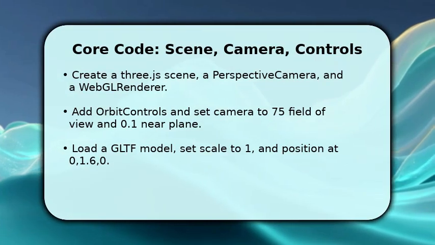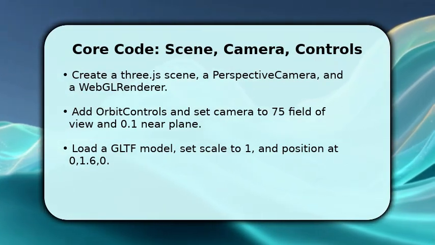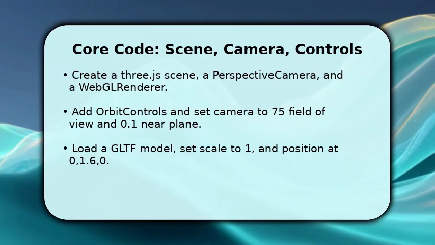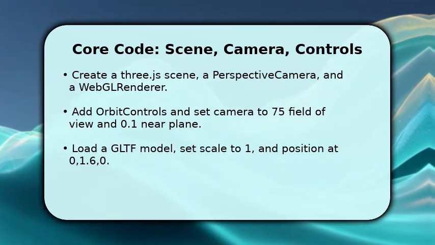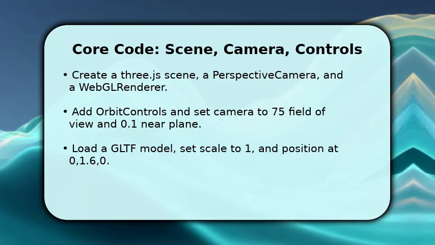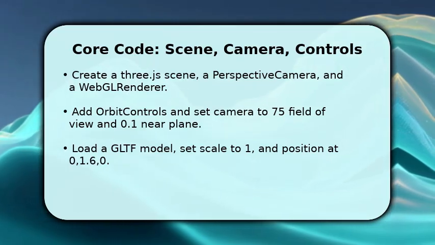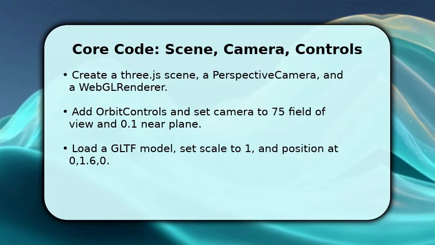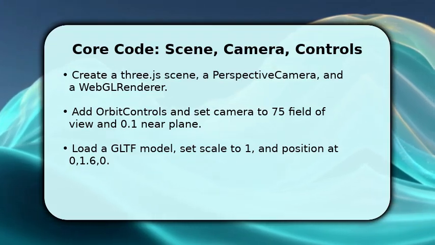Initialize a three.js scene and create a perspective camera with 75 field of view. Set the camera near plane to 0.1 and far plane to 1000 for reliable depth. Create a WebGL renderer with anti-alias true and set pixel ratio to window.